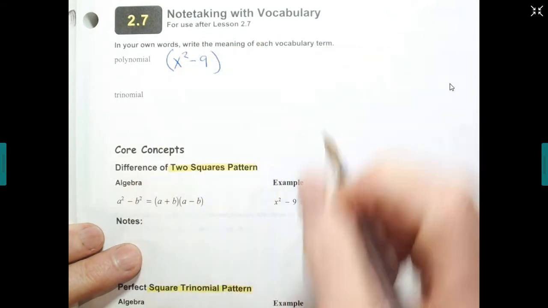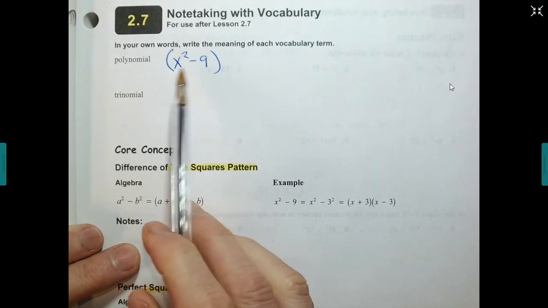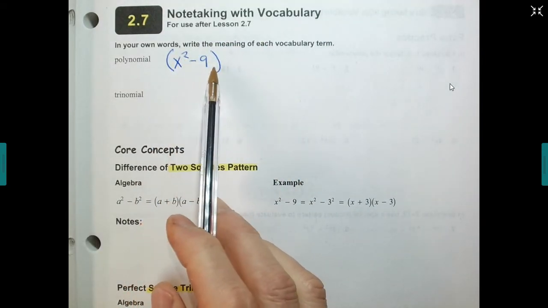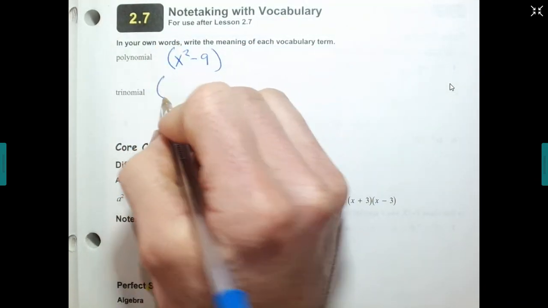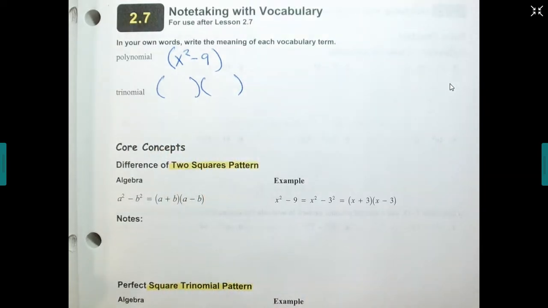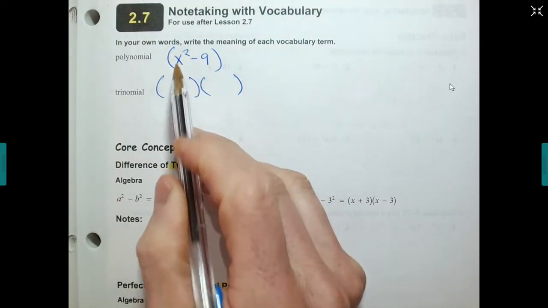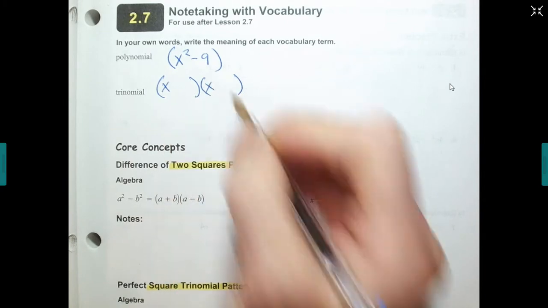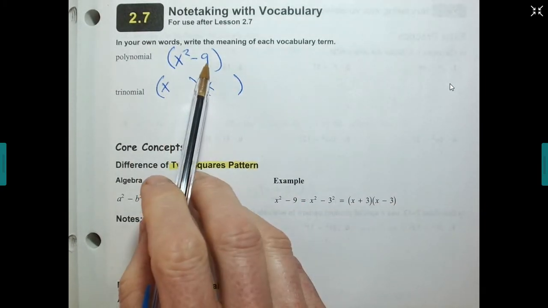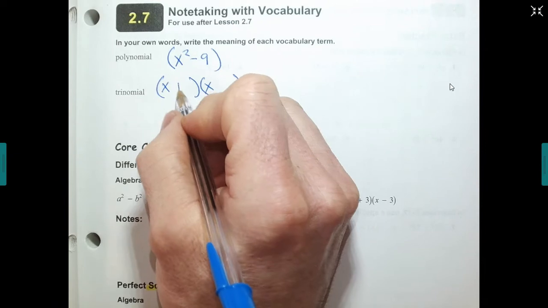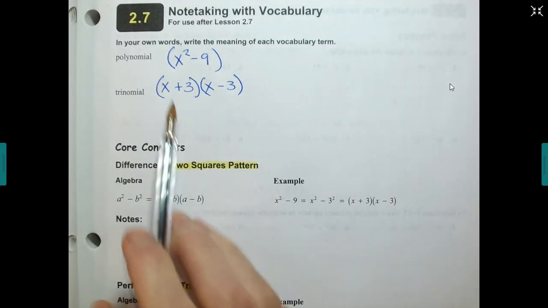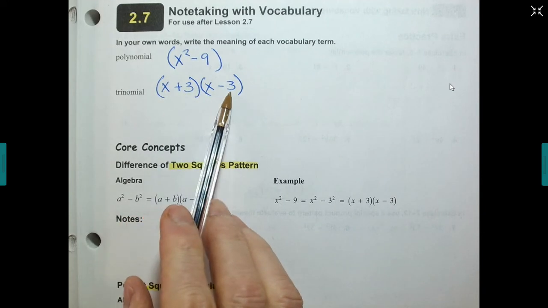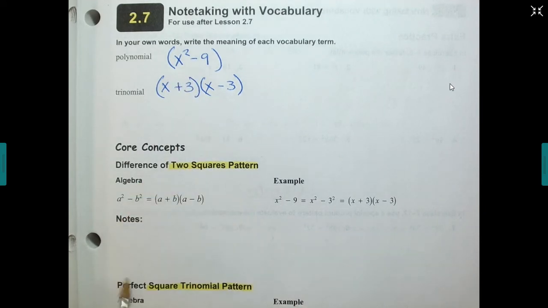So what you have here is two perfect squares. X squared is a perfect square and 9 is a perfect square. And so if we're going to factor this, first we create our two parentheses. In order to get the x squared, I'm going to have x and x, right? And then in order to get the 9, I'm going to have a positive 3 and a negative 3. And believe it or not, this x plus 3 times x minus 3 will give you x squared minus 9. That's it. That's all you have to do.